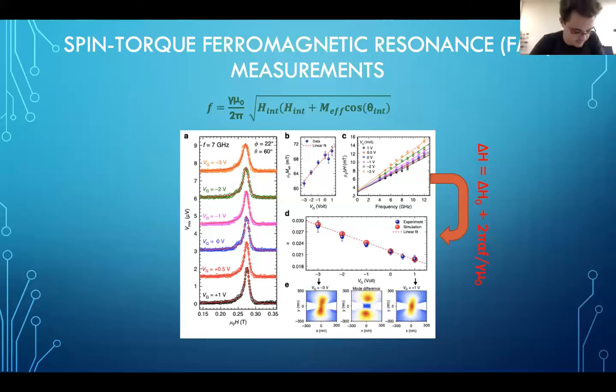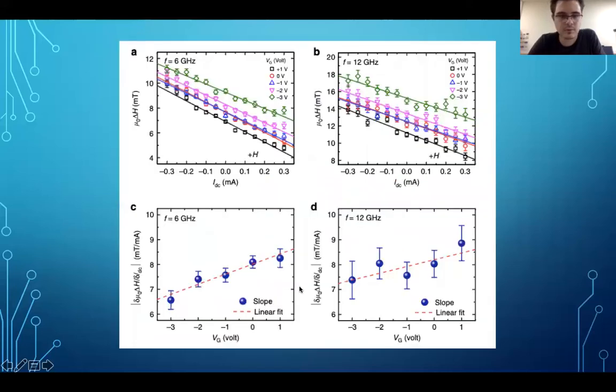And the second one is due to a perpendicular magnetic anisotropy change. And they also took fixed frequency measurements with changing magnetic field and DC current this time.